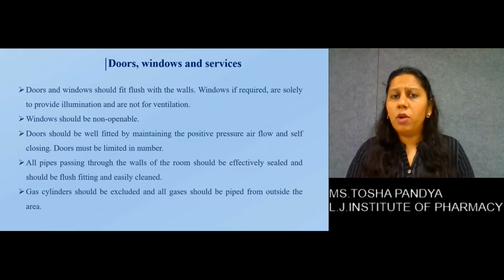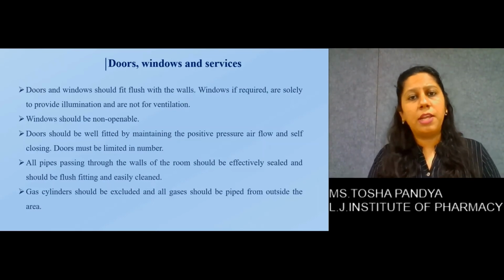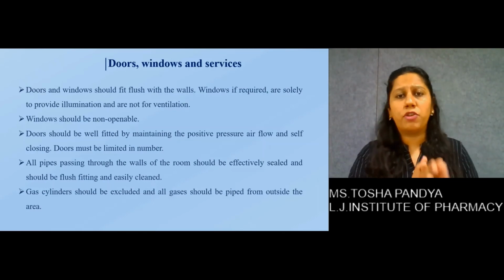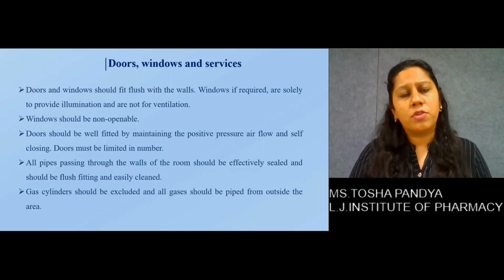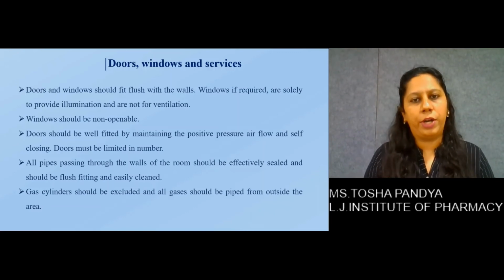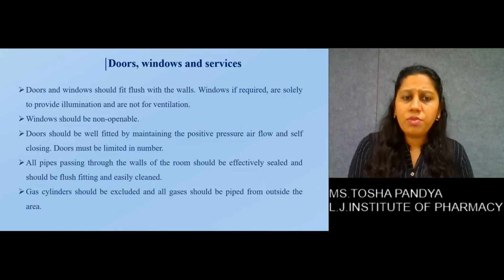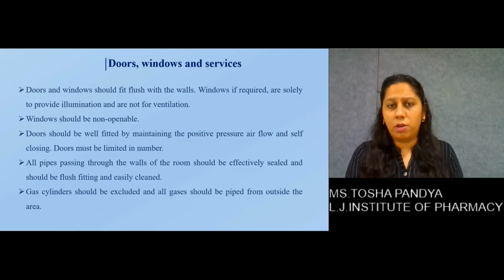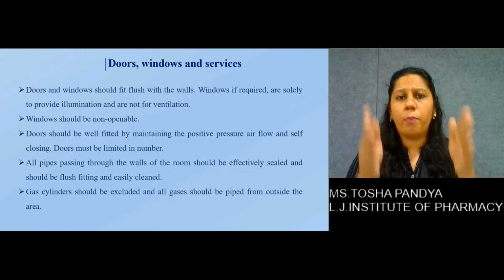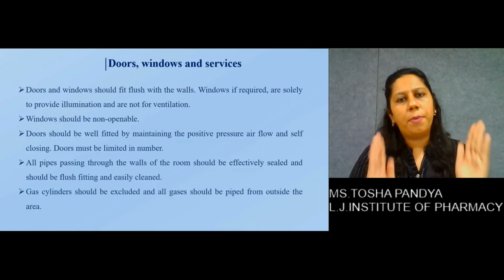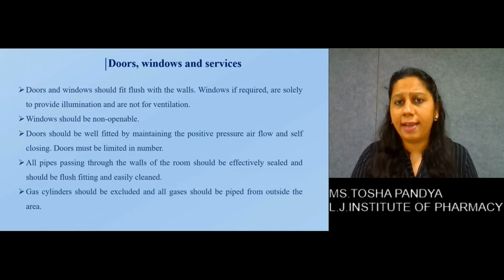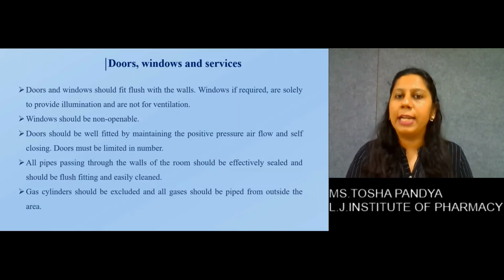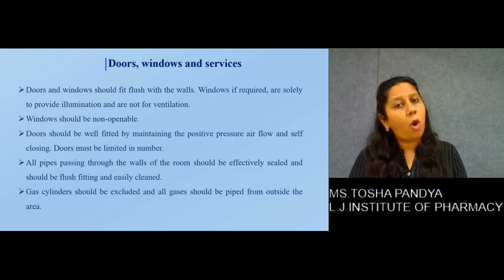Okay, so windows normally here are only for illumination purpose, they are not for ventilation purpose. So they should be non-openable windows. Let's begin. Those windows should fit flush with the walls. They should not be loose, and no opening should be there, to prevent any contamination. Windows, if required, are solely for illumination and not for ventilation, and they should be non-openable.